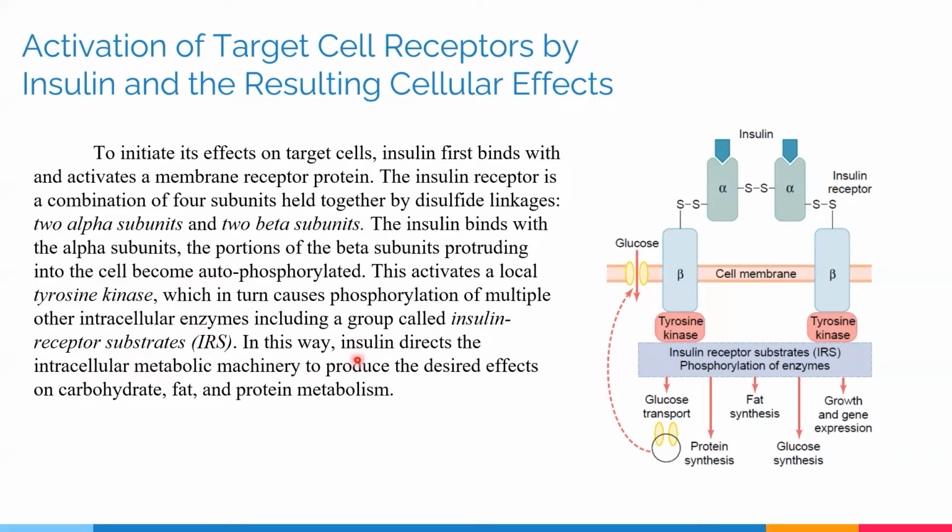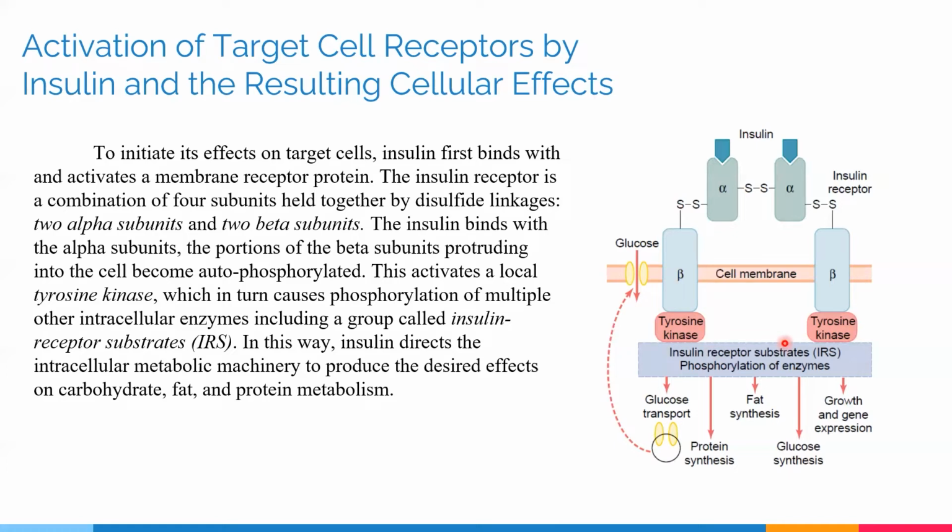In this way, insulin directs the intracellular metabolic machinery to produce the desired effects on carbohydrate, fat, and protein metabolism. So here we can see insulin binding to the alpha subunits of the insulin receptors, which in turn causes the beta subunits to be autophosphorylated.